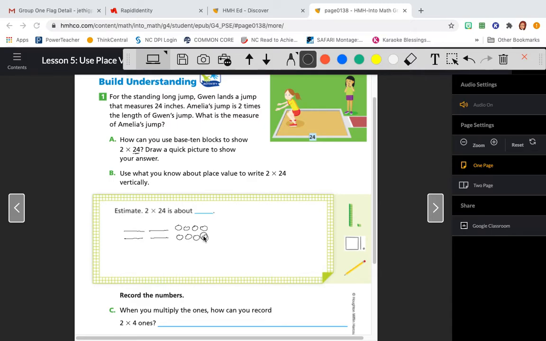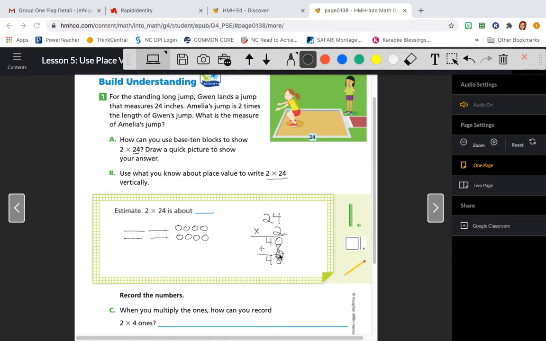Now, B, use what you know about place value to write 2 times 24 vertically. So we're going to start with a greater number. We're going to put it on top. And now we're going to multiply. We're going to start in the tens, and we're going to say 2 times 2 is 40. So 20 times 2 is 40. 4 times 2 is 8. And we're going to add those partial products together. And we get 48.